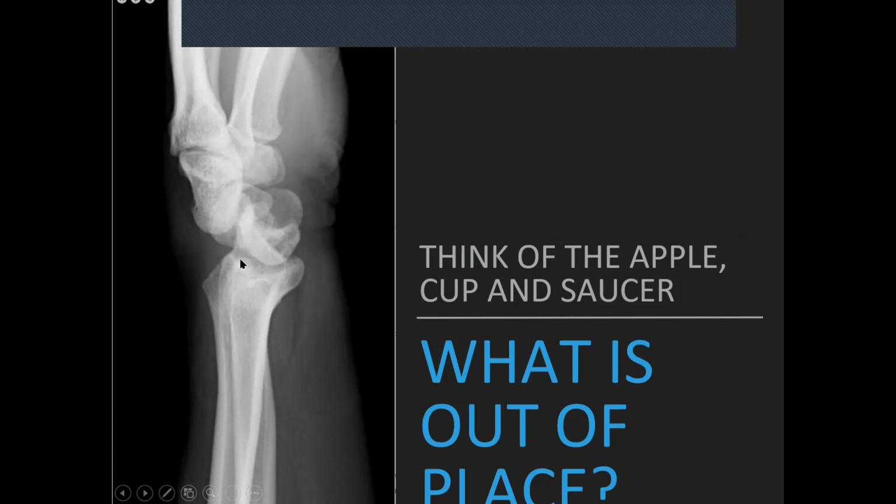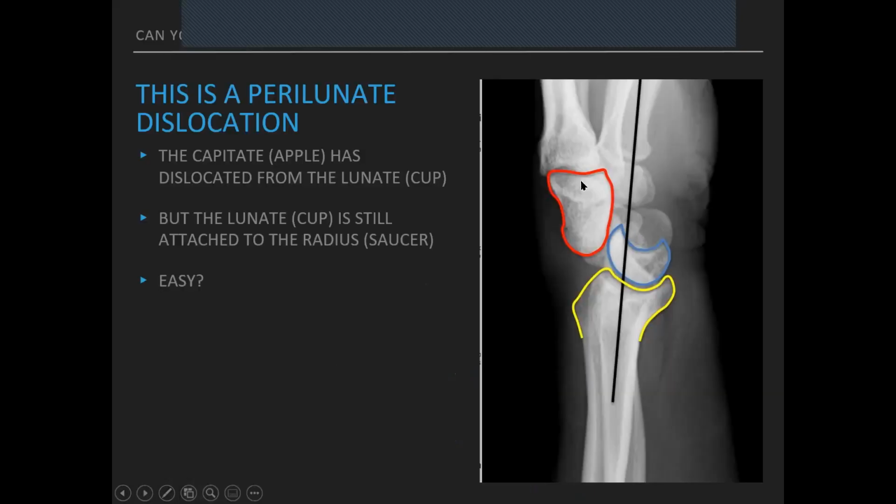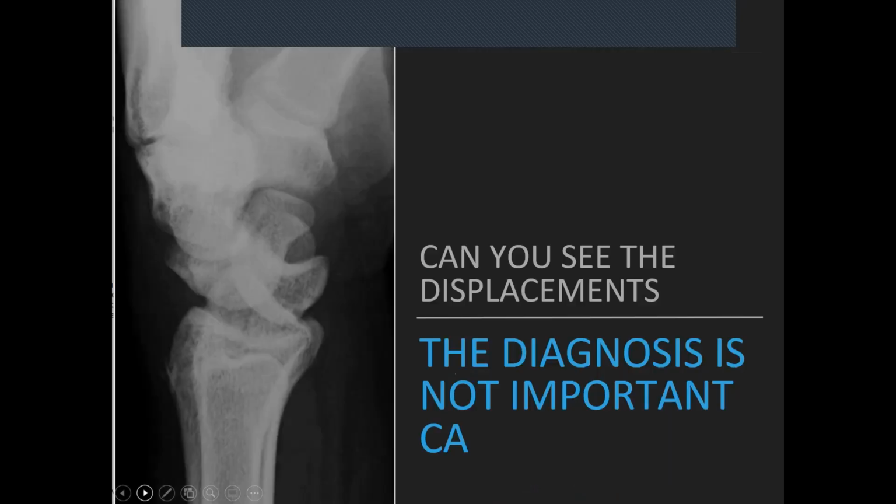So it's not a lunate dislocation because the lunate is still in its place. So you could say capitate dislocation. That's not a problem, but the technical term is perilunate. So the apple has dislocated from the cup, the lunate, right? But the lunate is still attached to the saucer. I hope that makes sense.